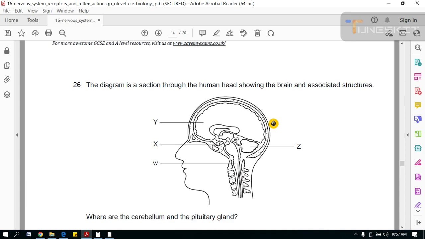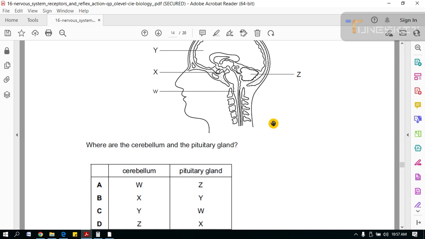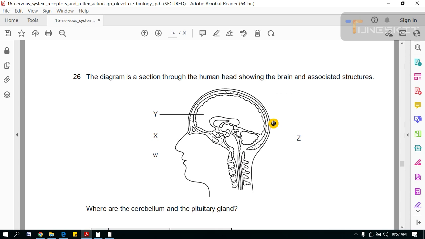Alright. So now another MCQ. The diagram is a section through the human head showing the brain and associated structures. So where are the cerebellum and the pituitary gland? I think it's very easy now, because we have attempted a lot of questions related to this sort of scenario. So Y is what? It is cerebrum. X is this lobe, you can observe it's a pituitary gland. W is the medulla oblongata. Z is cerebellum.